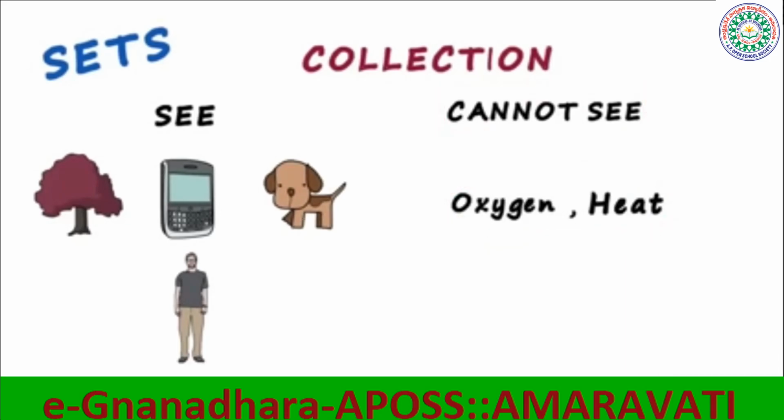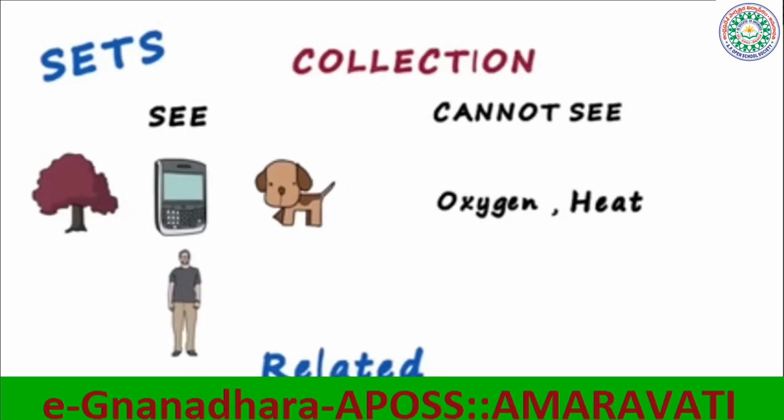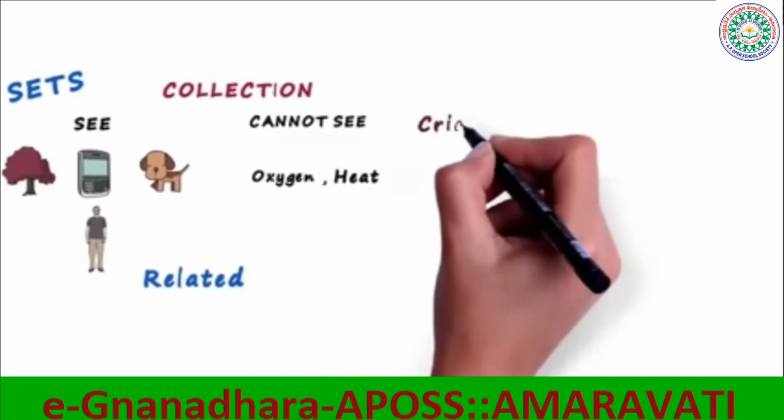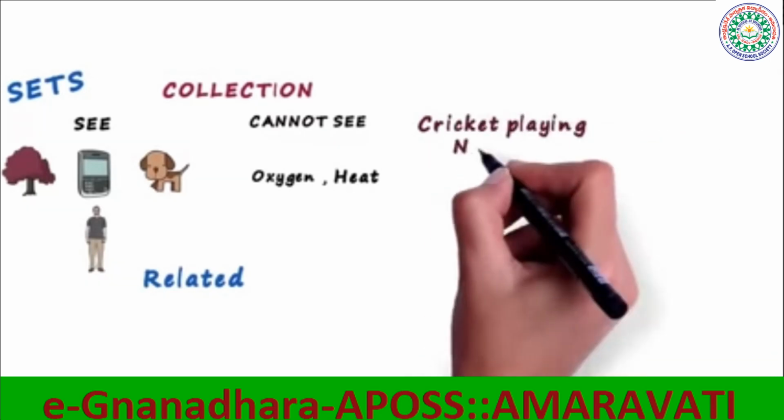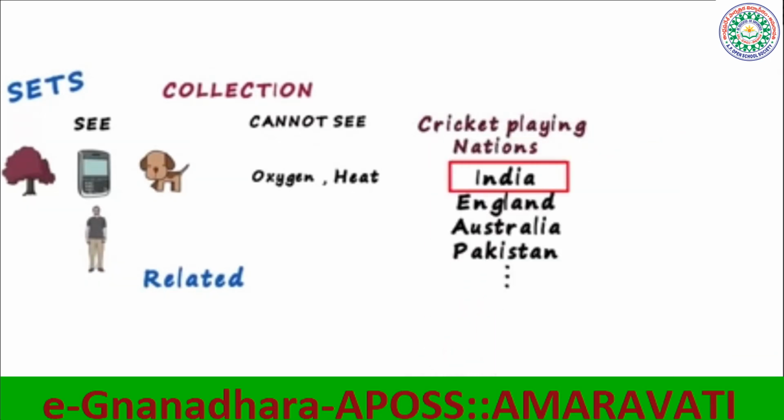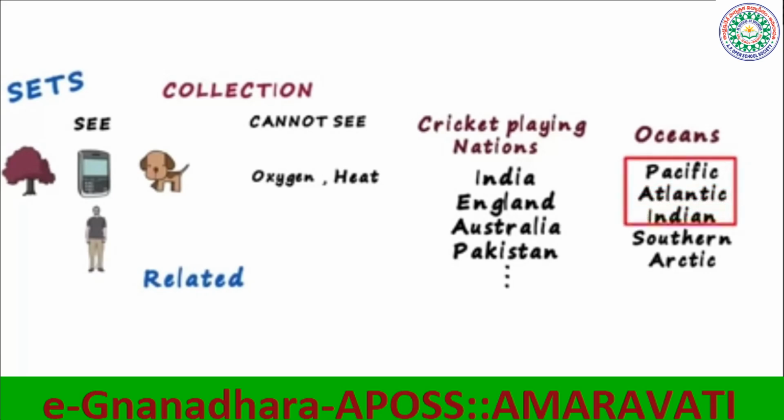A set is a collection of elements, yes, but they have to be related in some way. Let us look at a few more examples to understand better. Try to list down all the cricket-playing nations you know of. I would probably have said India, England, Australia, Pakistan, and so on. Now try to list all the oceans you've heard of. If you didn't know, there are 5 oceans in the world: Pacific, Atlantic, Indian, Arctic, and Southern Ocean.